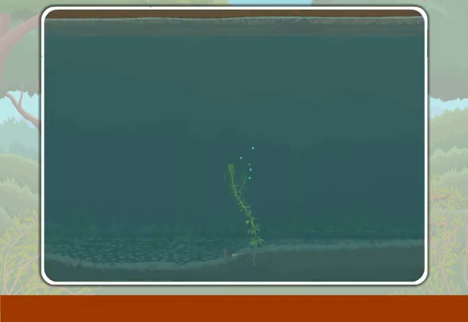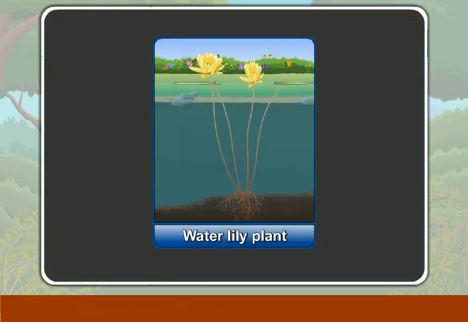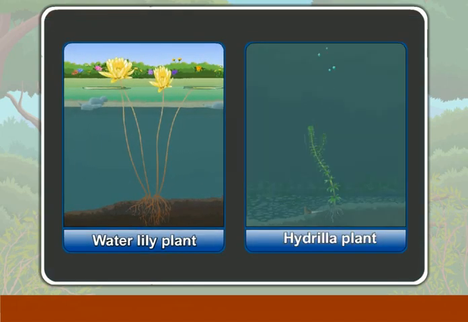Now, look at this plant. It is a hydrilla plant. Tell me, is it completely inside the water? Yes, it is. All the parts of the hydrilla plant are inside the water. Unlike a water lily plant, the hydrilla plant remains completely inside the water.